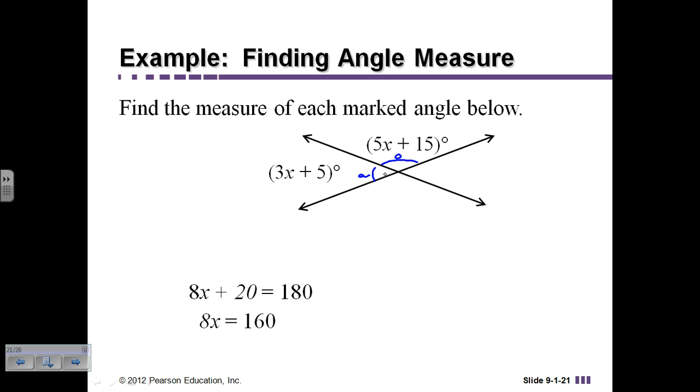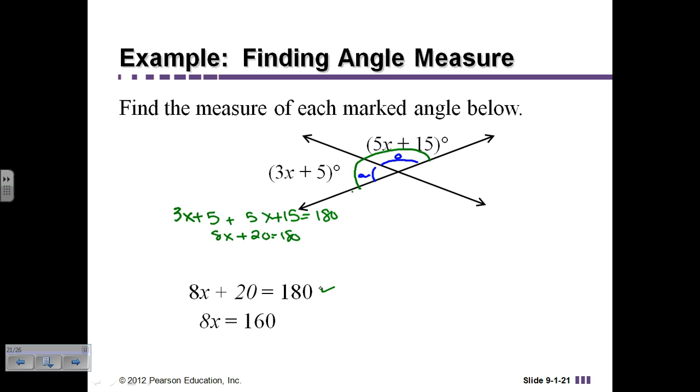So when you look at those two again, you'll notice that when you put those two angles together, they are a straight line, and a straight angle is 180 degrees. So these are supplementary. So we're going to set up our problem, 3x plus 5, plus 5x plus 15 equals 180. And then we're going to keep solving this, so we're going to get 8x plus 20 equals 180.